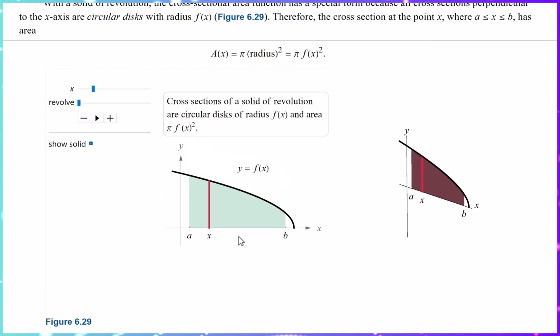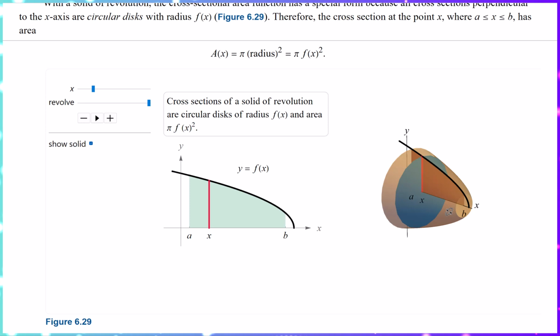Okay, so that same region here. This time, though, you can see a little bar here at some generic x between a and b, and you can see that same x over here in the solid that we're going to create. Now let's go ahead and revolve that solid around. And as we revolve the solid, there it goes, it's going all the way around.